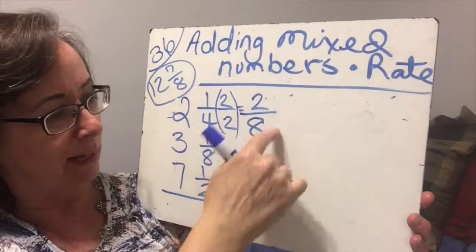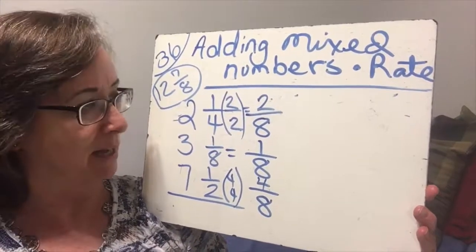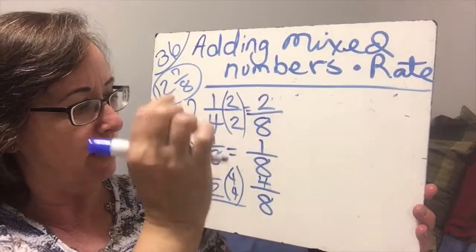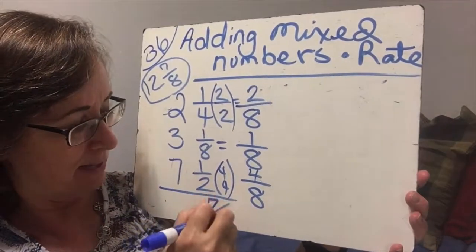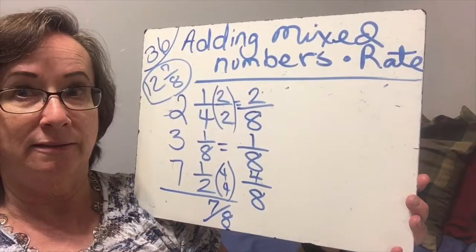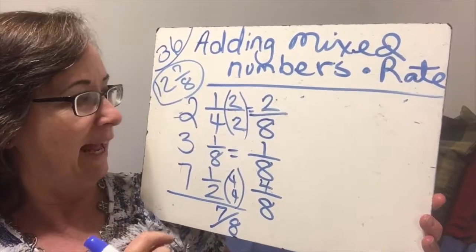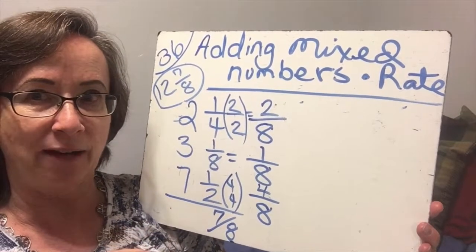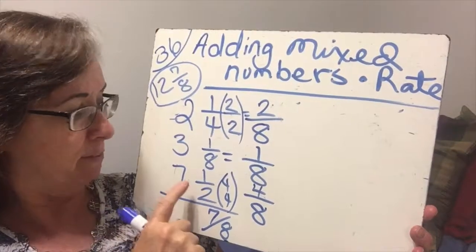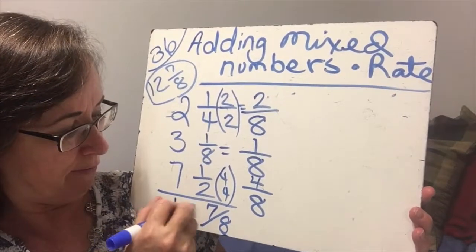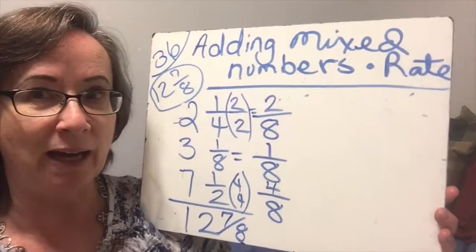So now we have 2 eighths plus 1 eighth plus 4 eighths. All of them have the same denominator. 2 plus 1 plus 4 is 7. And I get 7 eighths. Starting to look like that answer right there, isn't it? And then all I have to do is add my whole numbers up. 2 plus 3 is 5 plus 7 is 12. My answer is 12 and 7/8, which is what we got before.